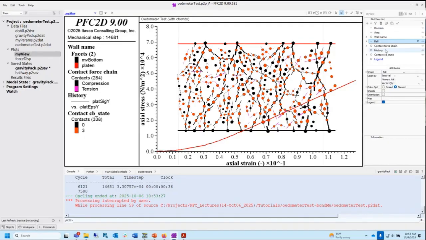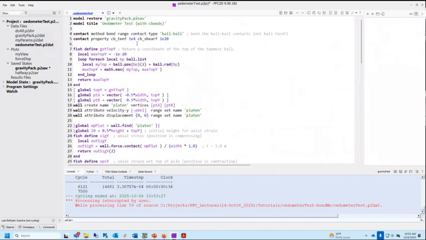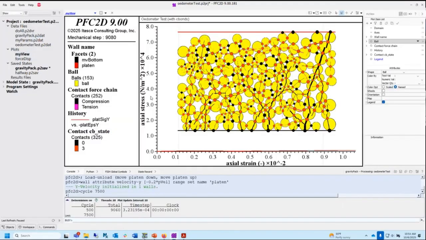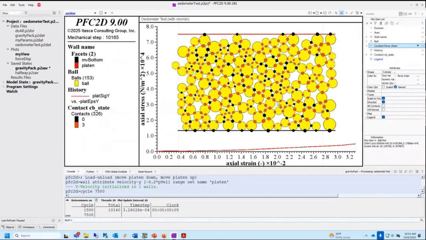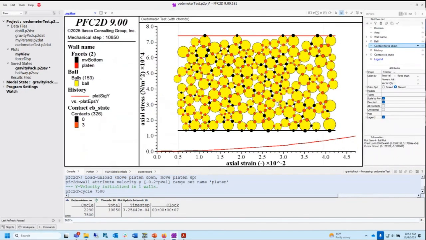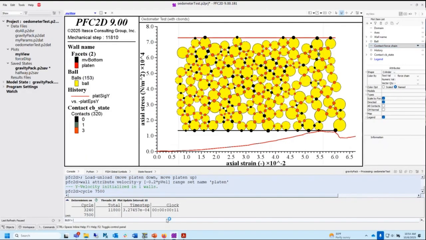Okay, so it still hasn't broken. Now, if we were in the lab, it would have taken us a week to do each of these tests. Now we're doing them in 10 times less. Get rid of the force chains. Come on, you've got to start breaking here. Ah, broke. One. Where did it break?